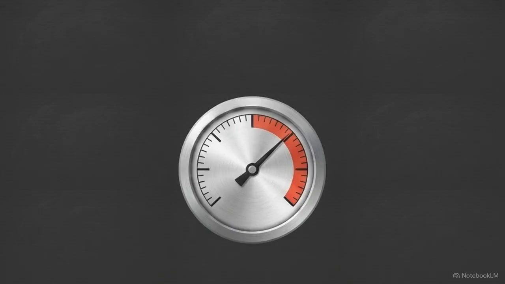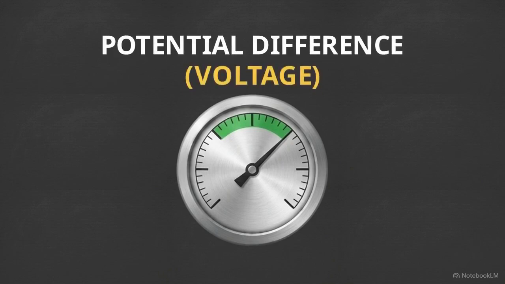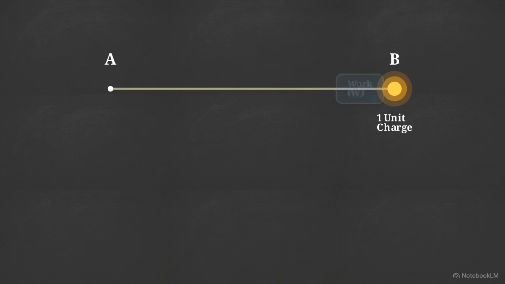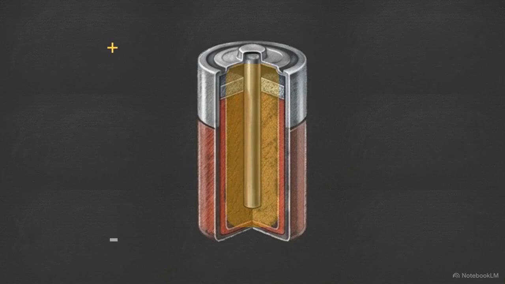The driving force is an electrical pressure difference. In physics, we call this potential difference, or voltage. Potential difference is mathematically defined as the exact amount of work done to move a unit of charge between 2 points. The equation is V equals W over Q. In a typical circuit, a battery or cell performs this job. It expends its stored chemical energy to generate and maintain a constant pressure difference across its 2 terminals.